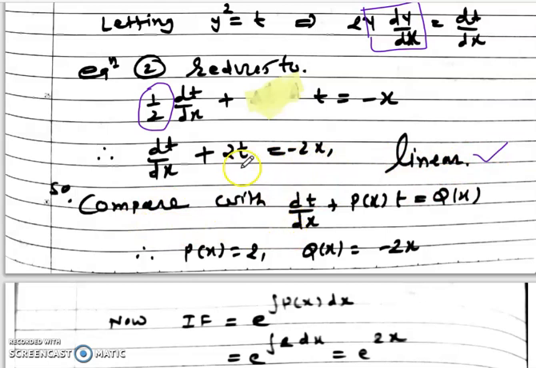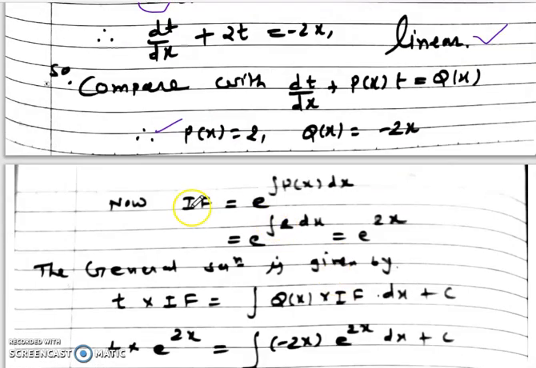So now compare with the standard form. So we can say p of x and q of x are there. So the integrating factor is equal to e raised to integration p of x dx. Here p of x is nothing but 2, so integral of 2 dx. So it is going to be e raised to 2x.